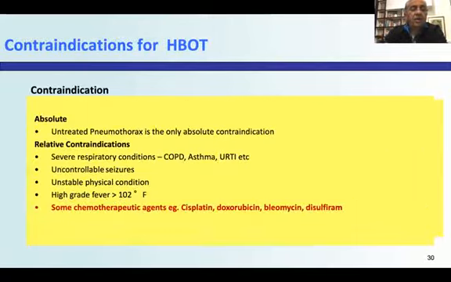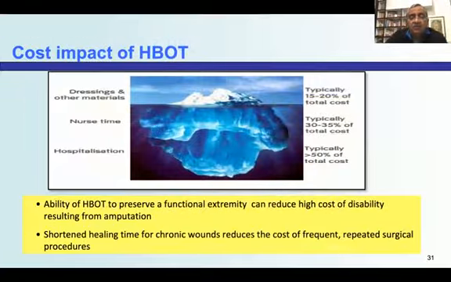The only absolute contraindication is an untreated pneumothorax. And among the relative contraindications, you have COPD, asthma, uncontrolled seizures, very high fevers, and some chemotherapeutic agents such as cisplatin, doxorubicin, bleomycin, and disulfiram.